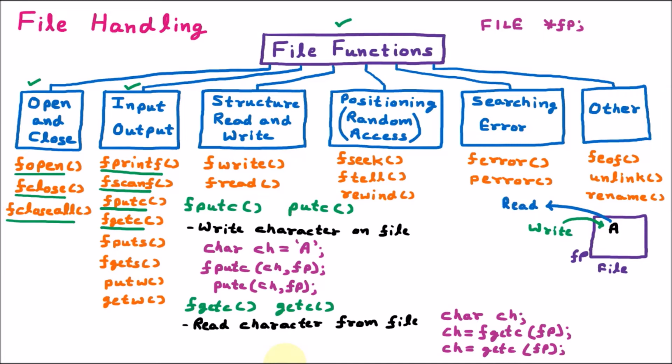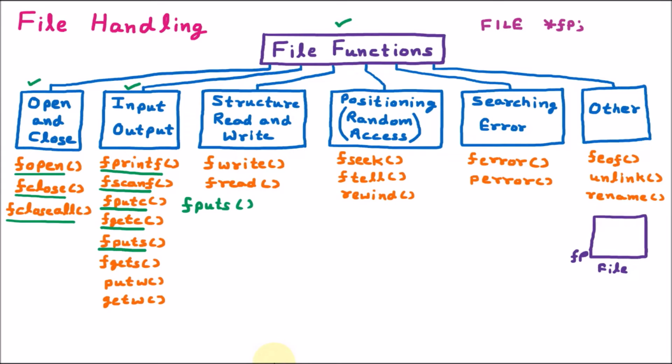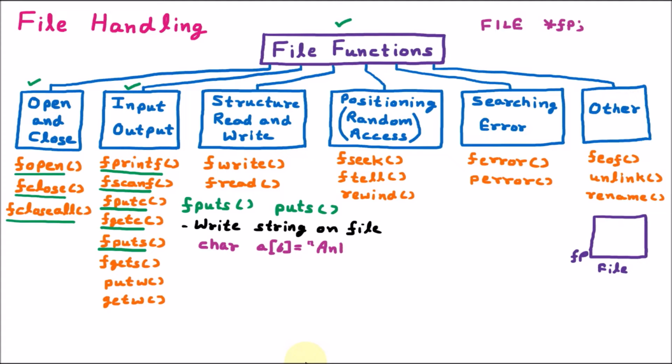The next function is fputs. This function is the same as the function puts. Here s signifies string. So this function is used for writing a string onto a file. We know that a string is a character array. So let us suppose we have a character array: char a of size 6, and inside it we have the string stored, that is Ankit. So here Ankit is stored inside it.